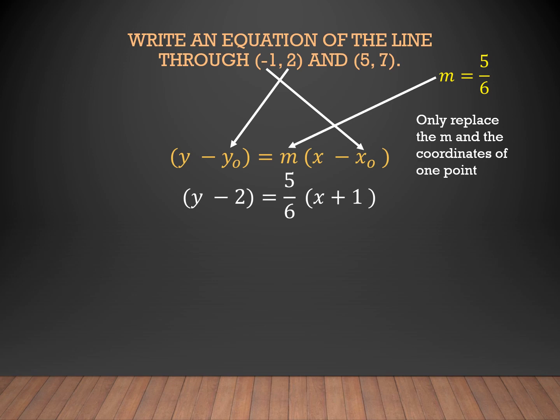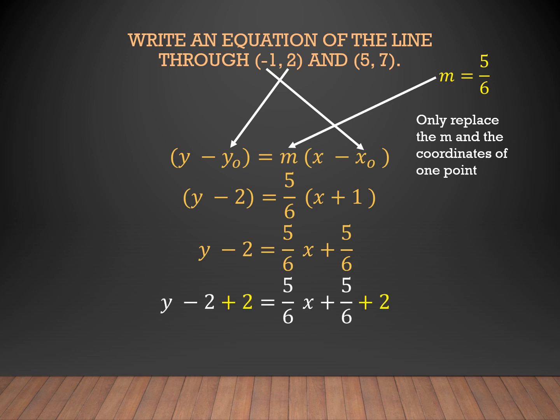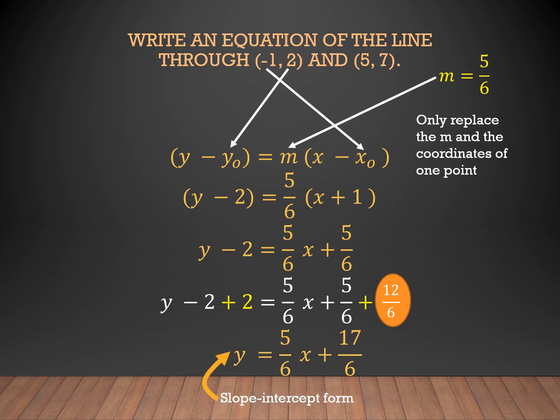Now, if he wants me to write it in point-slope form, I can stop here. But if he wants me to write it in slope-intercept form, I have to continue. So distribute the 5 over 6, add 2 to both sides. Don't forget 2 is the same as 12 over 6. Therefore, this is the slope-intercept form.